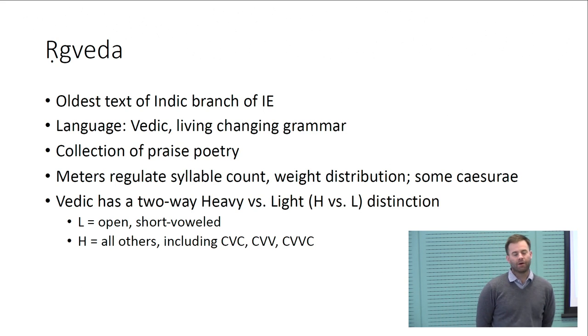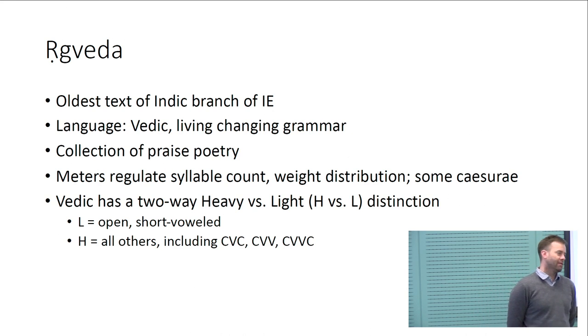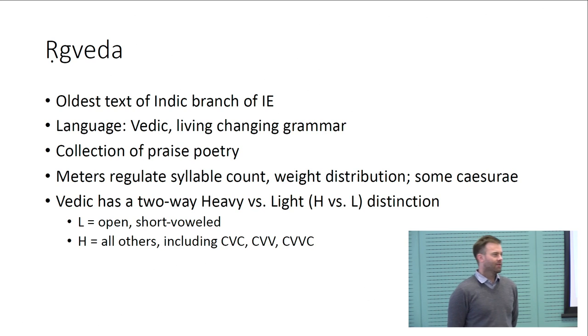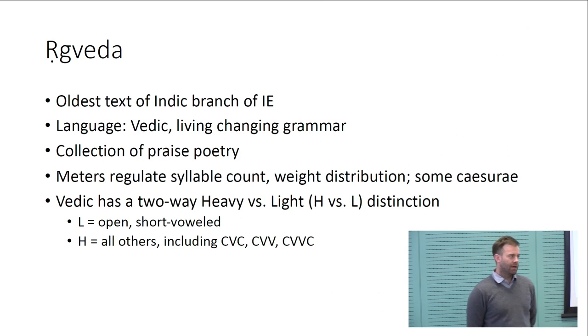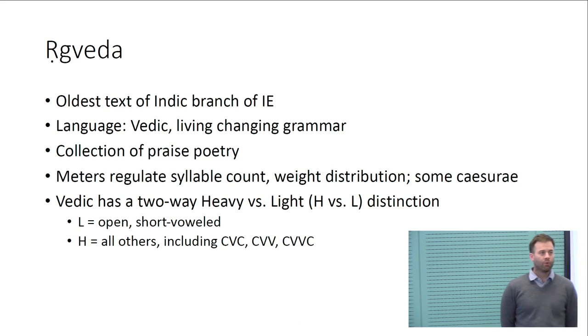What the Rig Veda contains are a bunch of praise poems, mostly praising the deities of the Vedic pantheon and trying to motivate them to attend the ritual where the poem is being performed, and benefit the ritualists. The entire text is in poetic meter, and all of the meters have in common that they regulate syllable count and also syllable weight distribution, and some of them also have caesura, that is to say, points in the verse line where a word or phrase break is required.